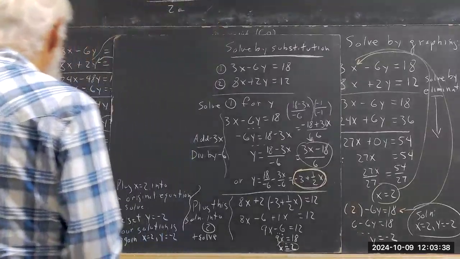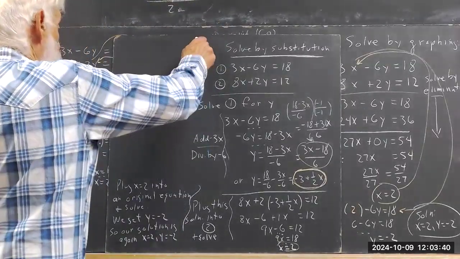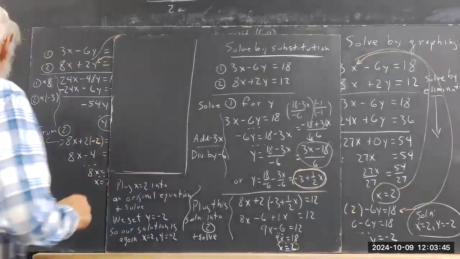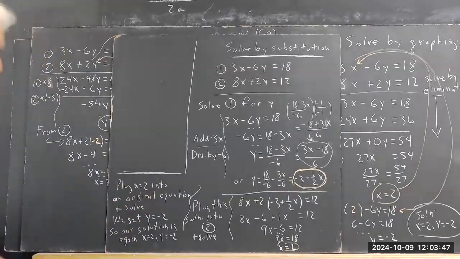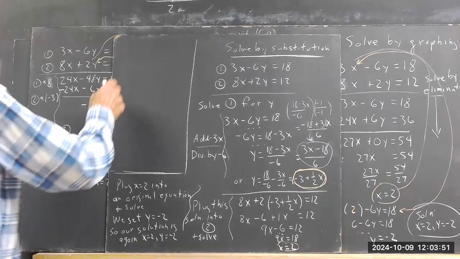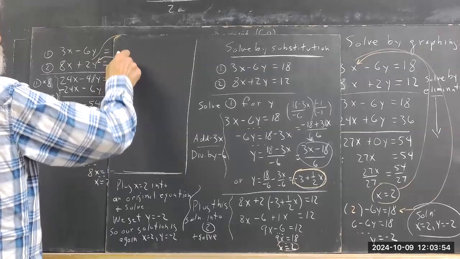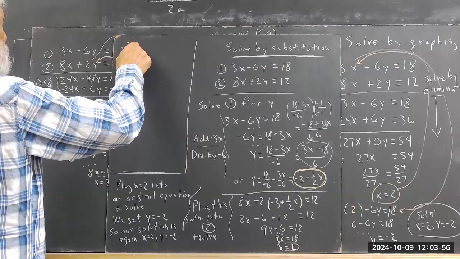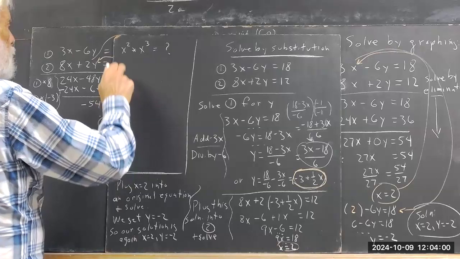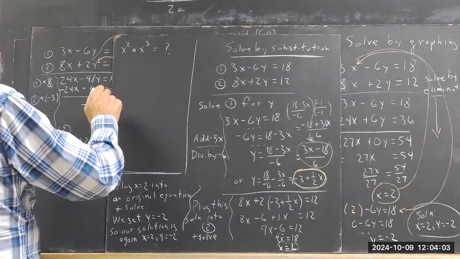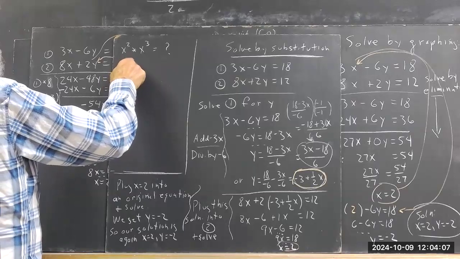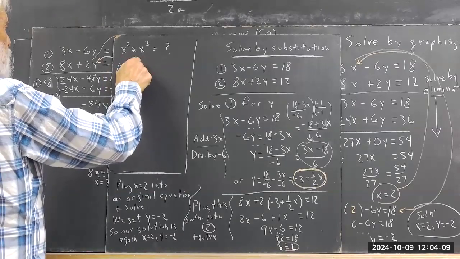We did a little work on exponents up here. And I'm just going to pose a couple of questions, see what everybody knows, what they don't know. What do you get if you multiply x squared by x cubed? And what do you get if you take x squared and then cube it?